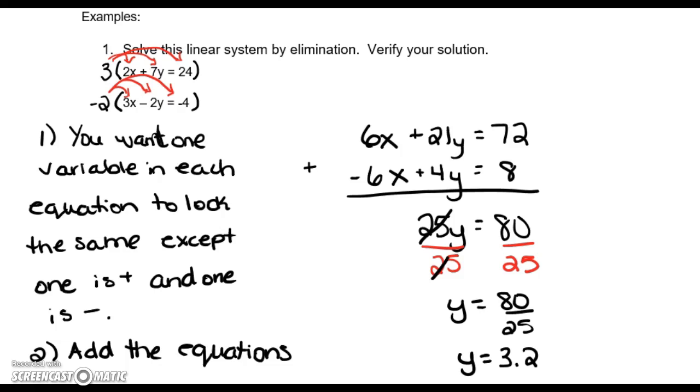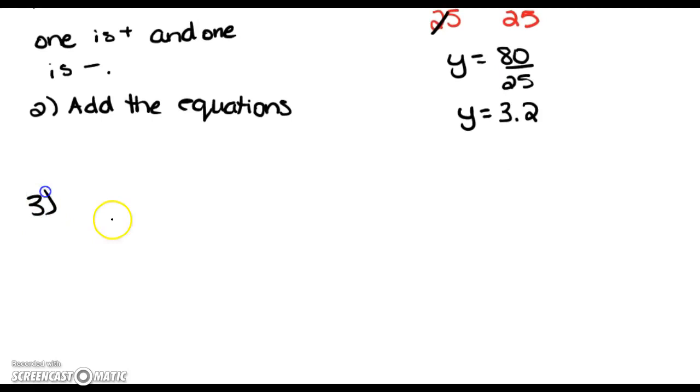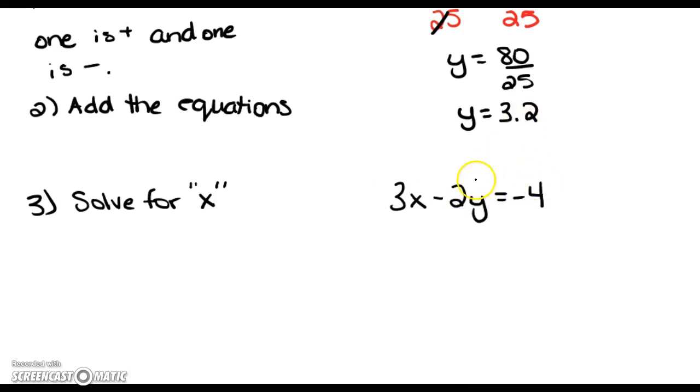So now that we have y, this is essentially the exact same process from here that we did for substitution. Now we found one of our variables, so we can go ahead and solve for the other one by using substitution. So here we're going to solve for x. We're going to choose one of our equations. Doesn't matter which one. If you want to choose the one that has the smaller numbers, it might be easier to work with. So in that case, I might choose the second equation. So I have 3x minus 2y is equal to negative 4. And I'm going to substitute in 3.2 for y.